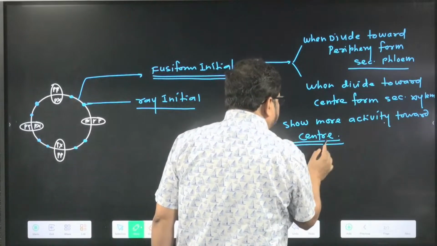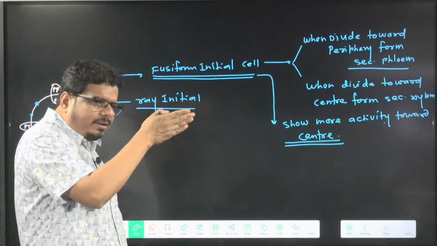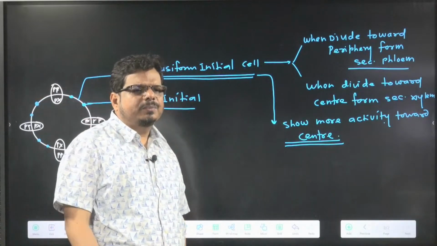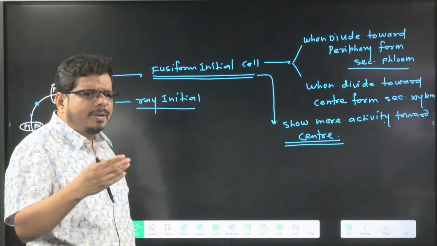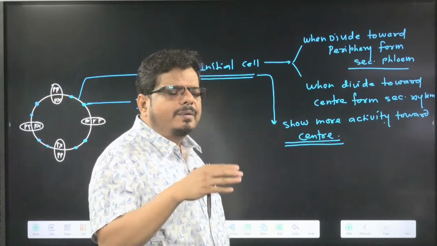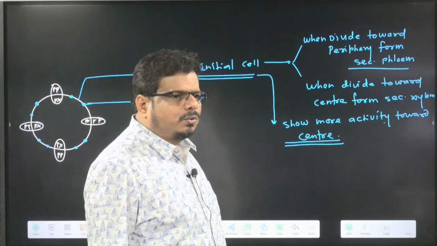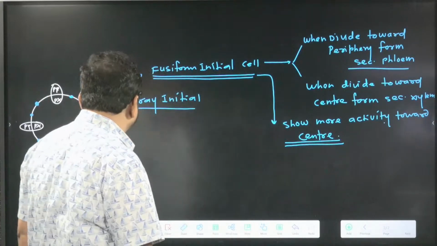So more activity toward the center. Who? Fusiform initial cell. When they divide toward the inside, they form new layers of secondary xylem. Getting the idea? So who is forming more? Secondary xylem is forming more, because who is showing more activity? These are showing more activity toward the center side, the inner side. Got the idea?